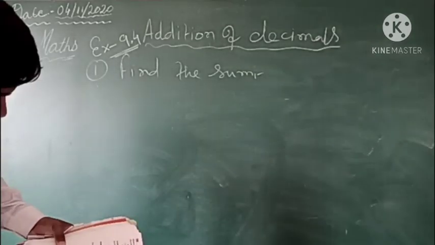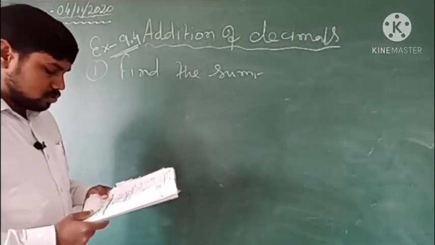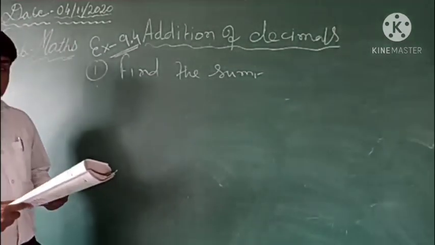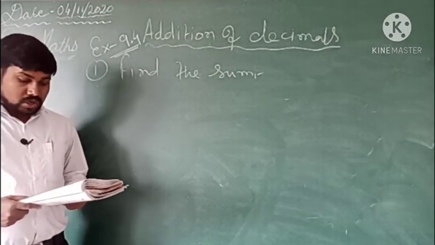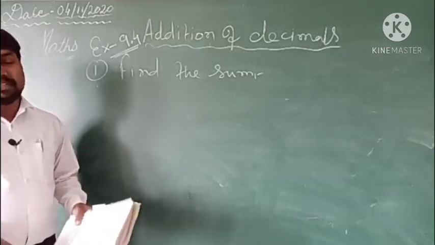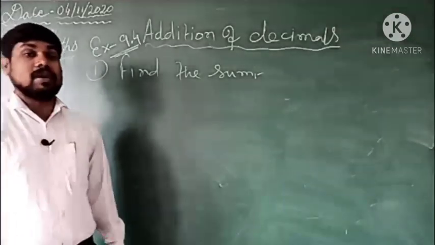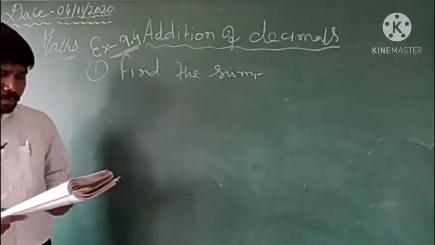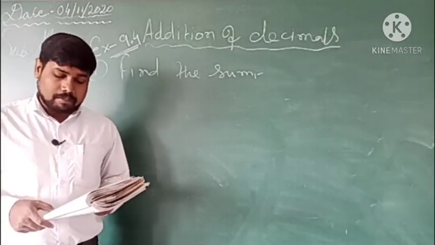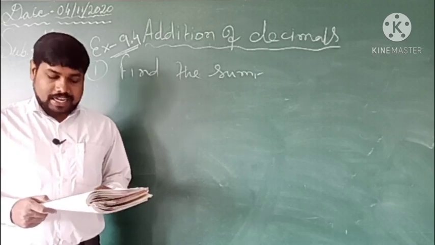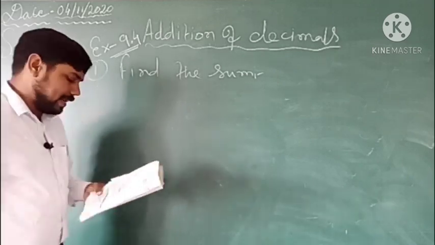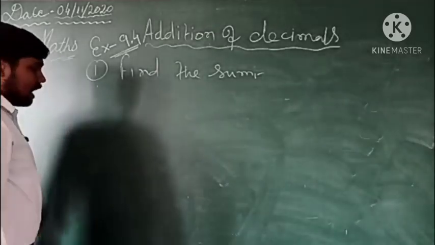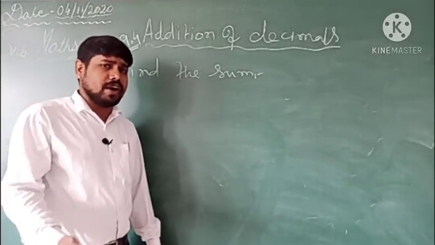So the first question is related to fill in the blanks. 4.00, 4.0 and 4 are dash decimals. So these all are in which decimal? We have learned in equivalent decimals, right? We put zeros to make the same number of digits after the decimal point. After which point? After the decimal point, right?